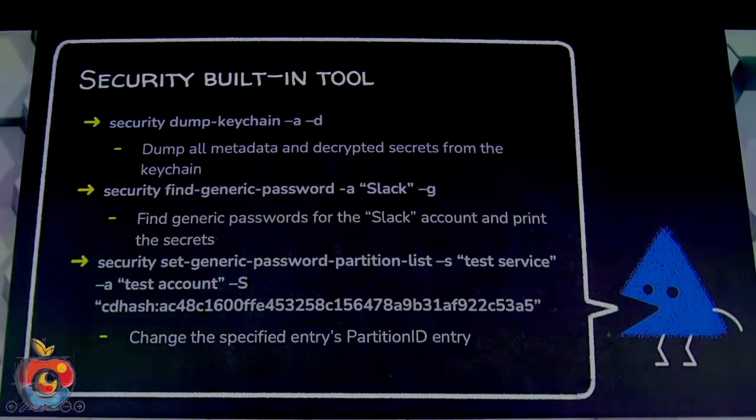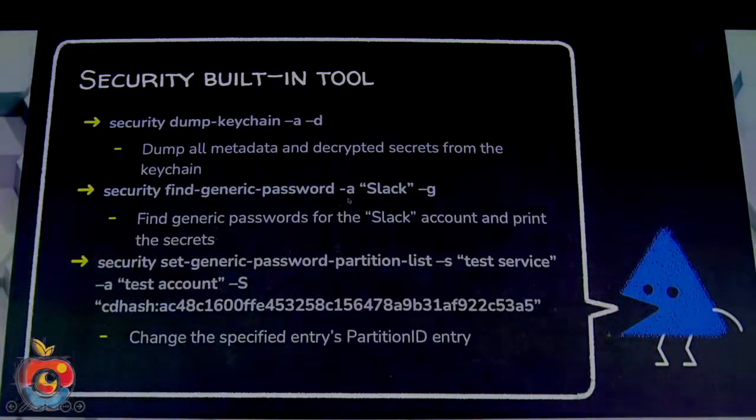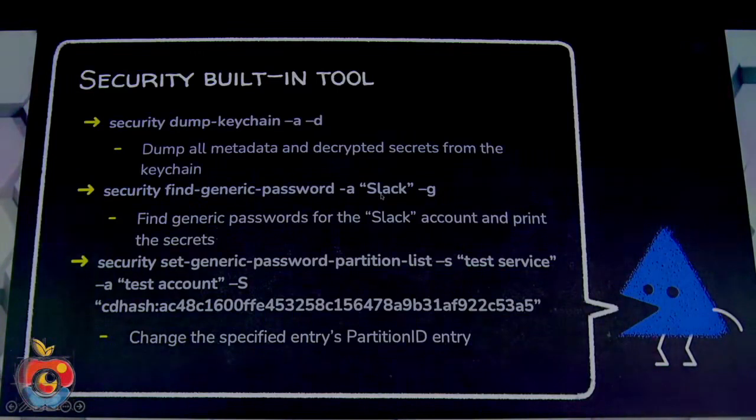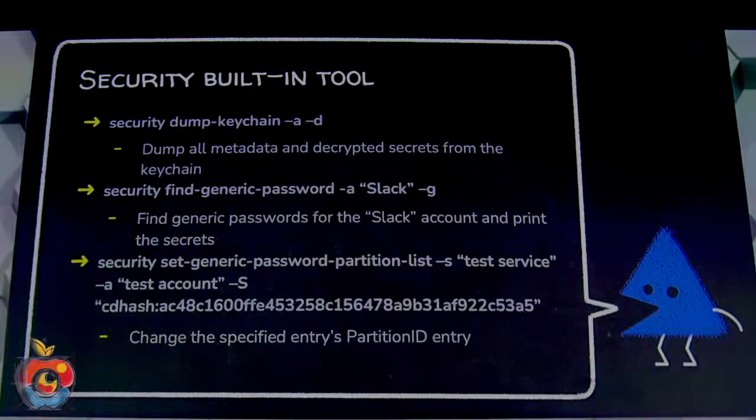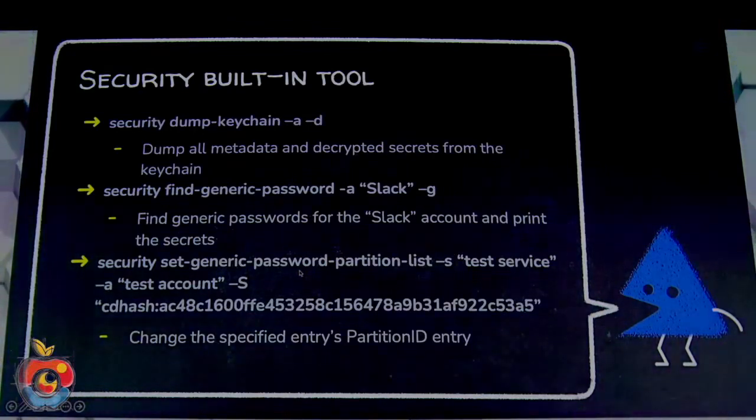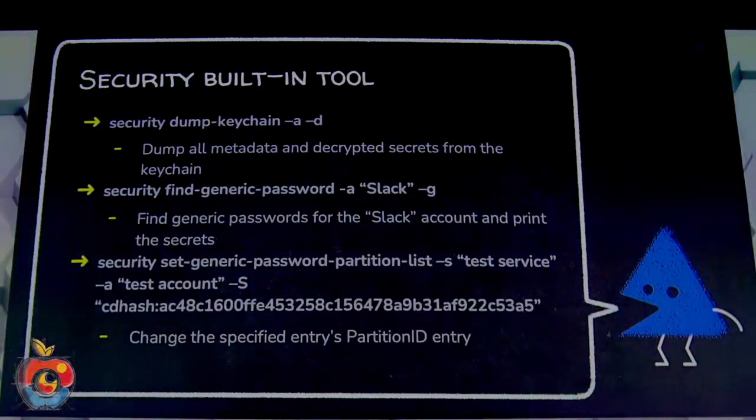You can use the find-generic-password subcommand to look for specific things. So you can say, I just want to look for passwords where the account is Slack. The -g flag in this case says to try and decrypt, because naturally that's what you think when you see G. You can also set the generic password partition list. This is what we were looking at before that had the team ID colon or Apple colon. You can explicitly set that to anything that you want. Naturally, you will have to authenticate to be able to do these.